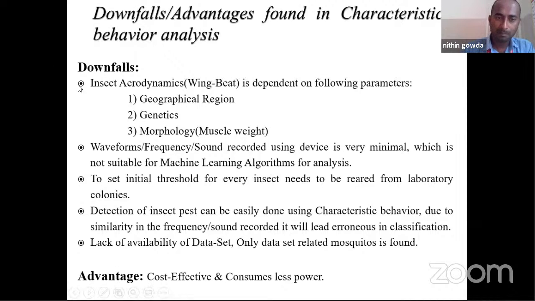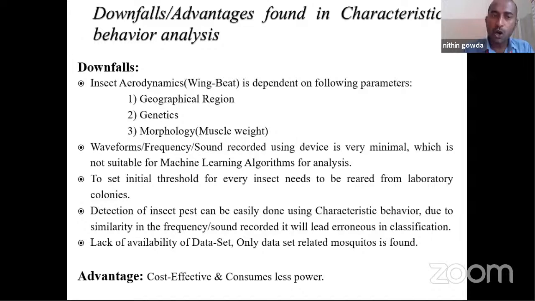If I am based on the genetics, if my parents are 6 feet in height, obviously even I will be tall. So morphology is based on the body weight. Why? Because these three things are independent. So how are you going to recognize the characteristics? Because based on the body weight and the size of the insect, the number of wing flaps will vary. The number of times it flips its wings will vary.